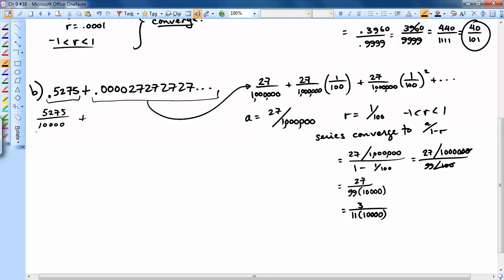And I still need to combine it with this, so let me put this over here. 3 over 11 times 10,000. And so I need a common denominator, so I'm going to multiply this one by 11 over 11. And so now I've got 11 times 5275 plus 3 is 58,028 over 11 times 10,000. Well, that's going to be 110,000. Let me make sure. At this point, this is all crazy. Yeah. All right, and then we can simplify this a little bit.